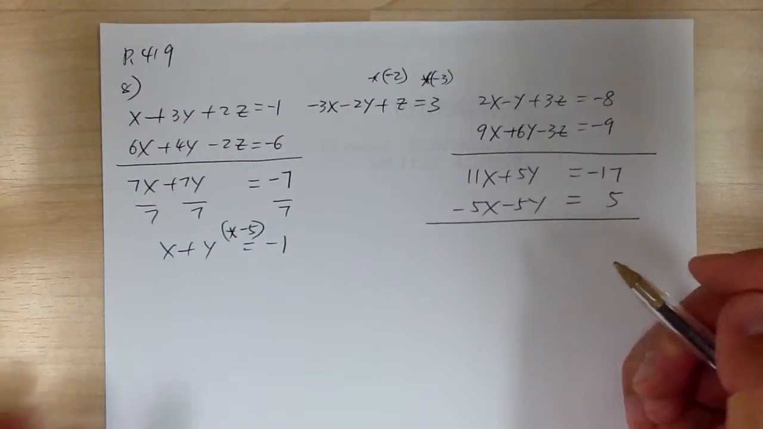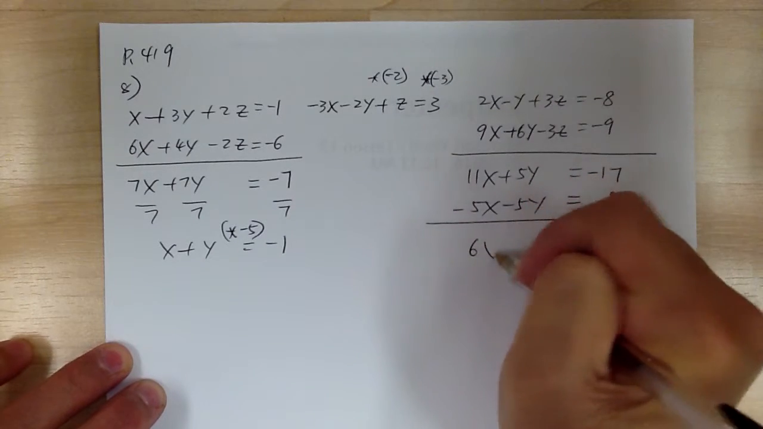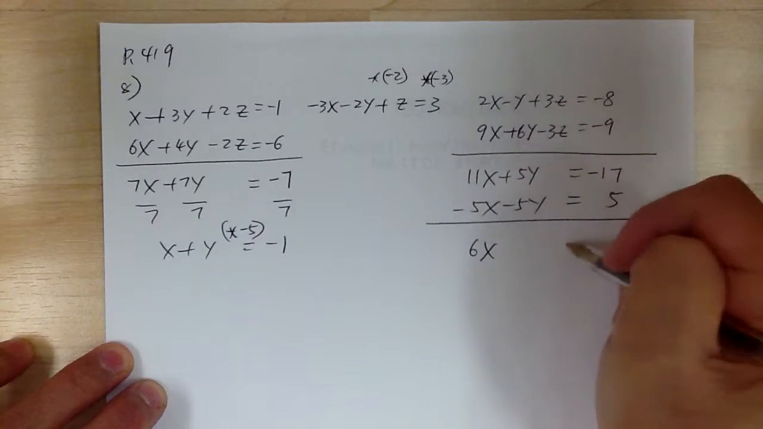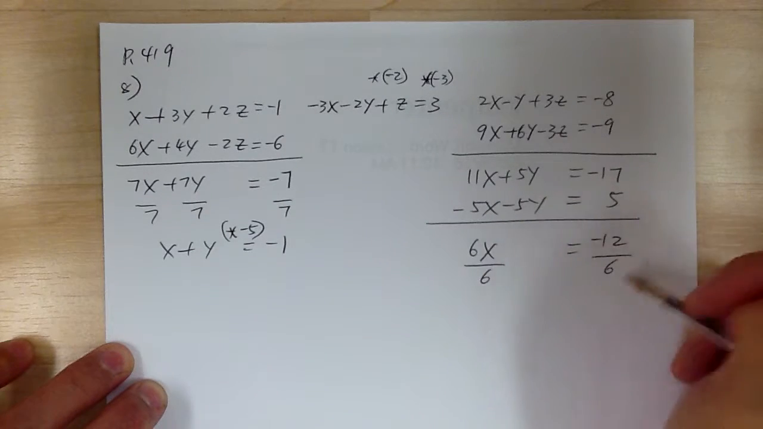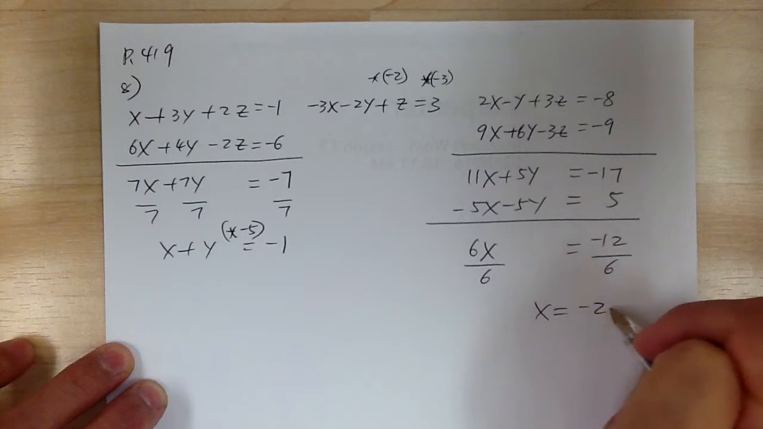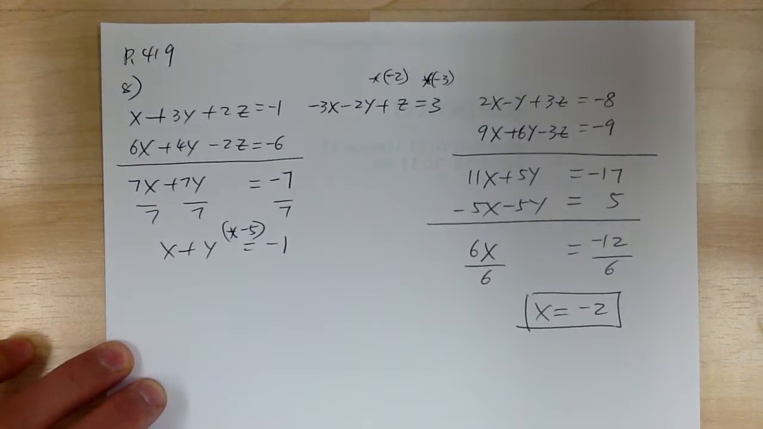So when I add, I get 6x, cancel out. This will give me -12. Then I divide by 6, so x equal to -2. Okay, so that's one answer.